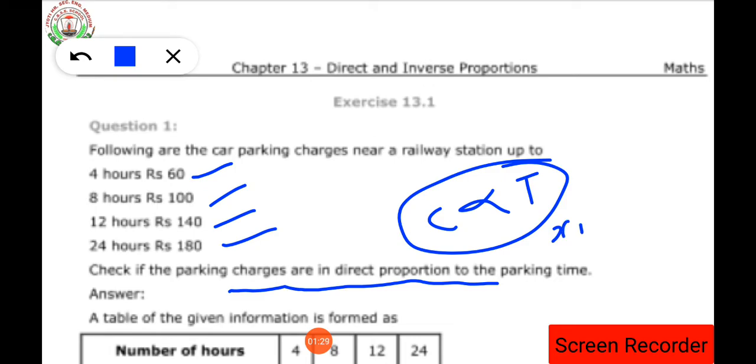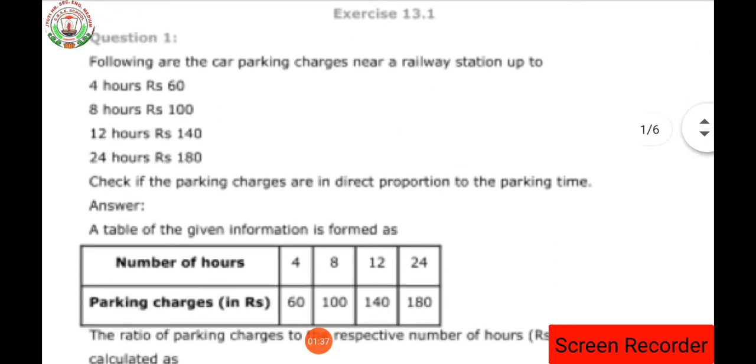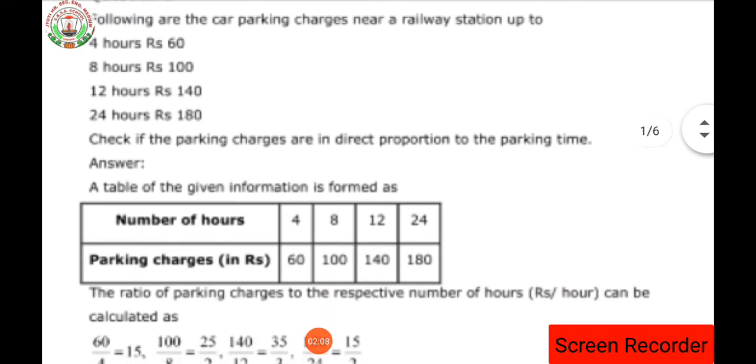That means we check whether x1 upon y1 is in proportion to x2 upon y2. So let's see how to check. First, a table of the given information is formed. We will create the table with the number of hours in one column, and in the second column we write the parking charges. From the question, 4 hours requires 60 rupees, 8 hours requires 100 rupees, 12 hours requires 140 rupees, and 24 hours requires 180 rupees. Now we have to check whether it is in direct proportion or not.